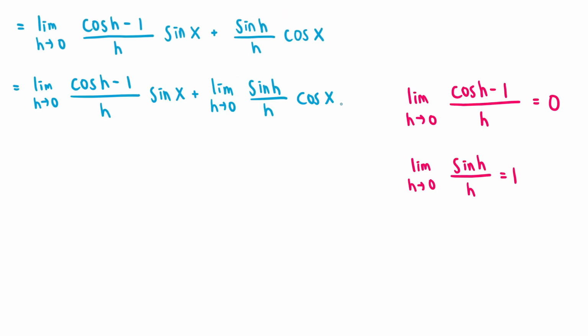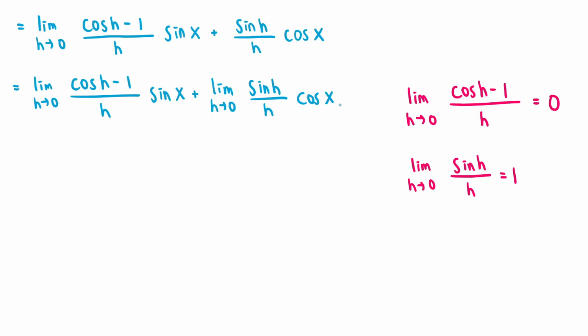We can use the limit law for sums to rewrite the single limit as the limit as h approaches 0 of cosine h minus 1 over h times sine of x plus the limit as h approaches 0 of sine of h over h times cosine of x, because each of the individual limits in the sum exist. We know that they both exist because sine of x and cosine of x can be treated as constants since the limits are with respect to h, and sine of x and cosine of x are in terms of x.